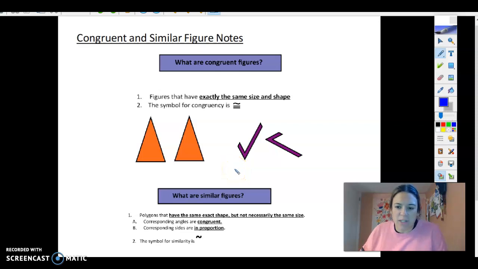Hi everybody, this is Miss Carballo, and today I'm going to talk about congruent and similar figures and what you need to know for this topic for this week.